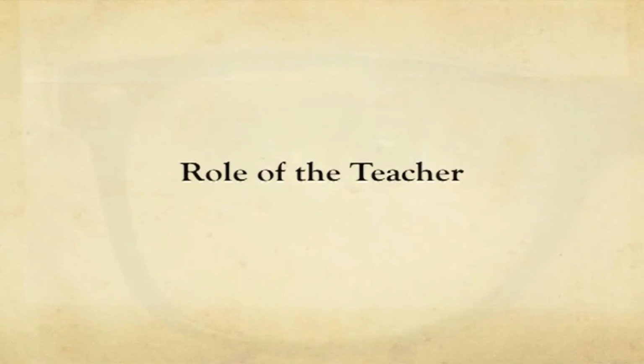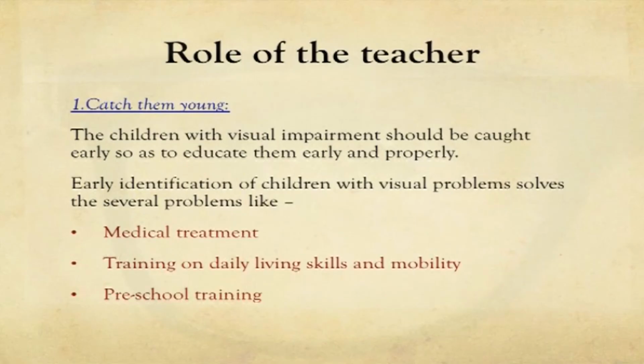Role of the teacher. As a special teacher, you should play the vital role in the placement of the child with visual impairment in any educational setting. The activities to be performed by the special teacher or teacher who takes care of the child with special needs in school are: number 1, catch them young. The children with visual impairment should be caught early so as to educate them early and properly.